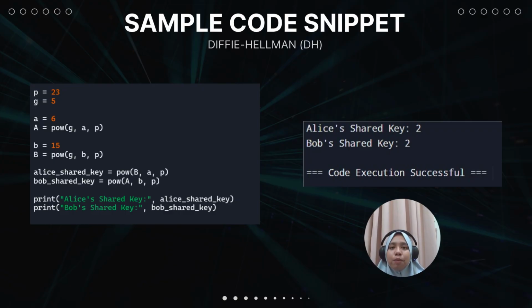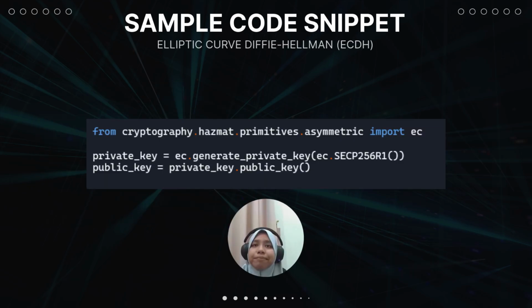Then Alice takes Bob's public key and raises it to her private number, while Bob does the same with Alice's public key. Both end up with the same result, a shared secret key. When we run the code, the output shows Alice's key is 2 and Bob's key is also 2. And that's it, a simple demonstration of how maths lets two people safely agree on a secret key.